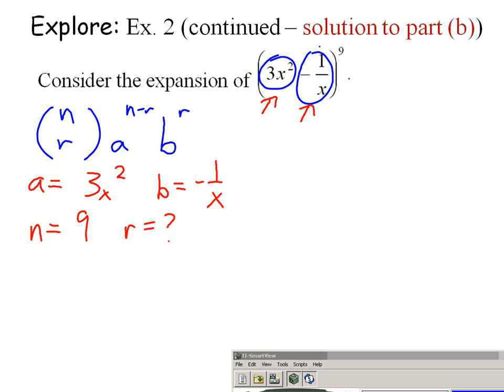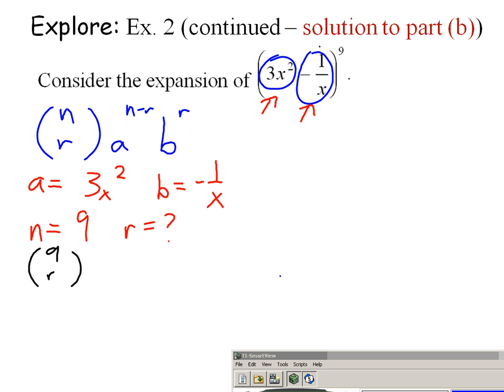So we need to set up an equation that will allow us to figure out when the exponents of x go away. We don't want to have any. We want our x's to have a 0 exponent, so they have essentially canceled out. So I'm going to take the information we have so far and plug it into the formula. So I've got n choose r, and it's going to be 9 choose r, and I don't know what r is yet, so I'm going to put the r there.